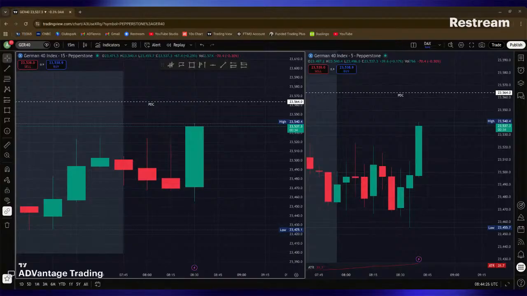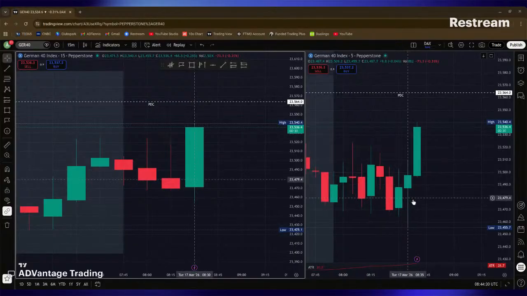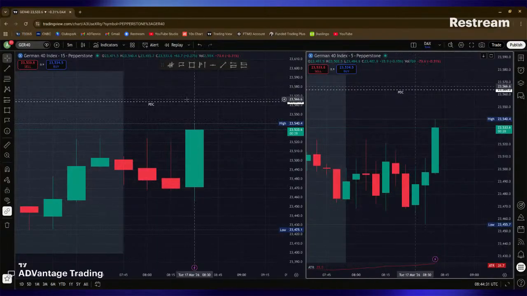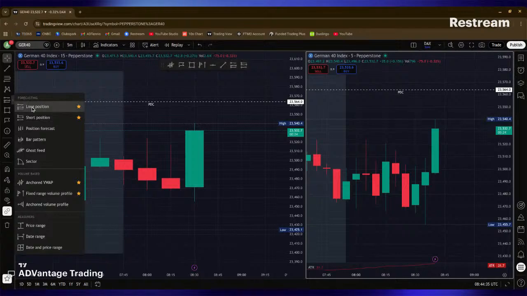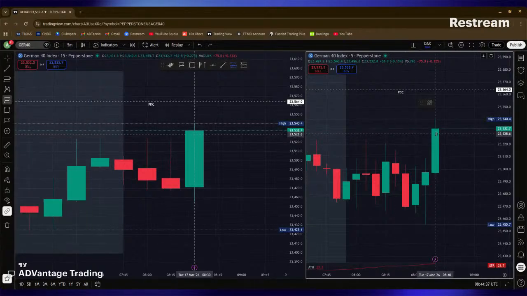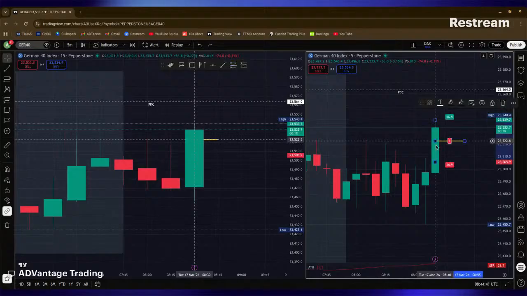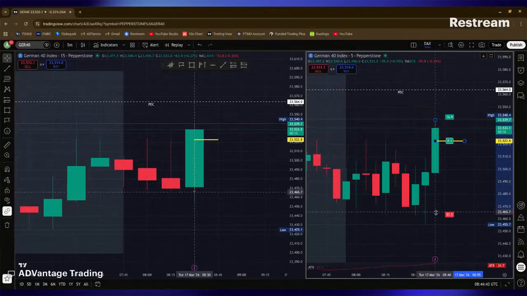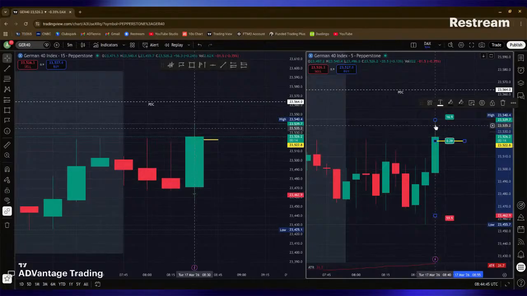Okay, I'm long. I'm long now. I will draw the positions. I've got different screens for different accounts. So I'm long here. Stop loss down here.